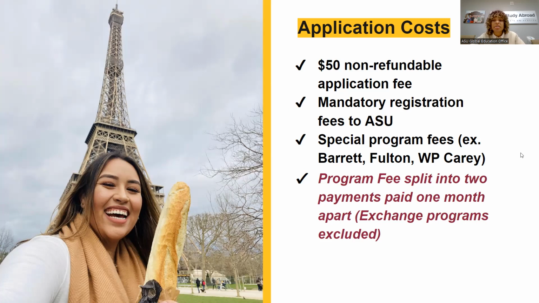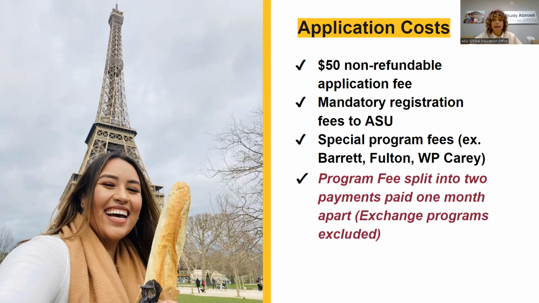Students also have to continue paying their specific program fees. So for example, if you are a Barrett, the Honors College student, you still have to pay your Barrett fees. There are also college fees for every college here at ASU, and you will have to continue to pay that. So for Fulton, WP Carey, etc., there are specific college fees. If you don't know what this looks like, I would, again, Google undergraduate college fees ASU to make sure you're familiar with the college fees that you will have to pay.